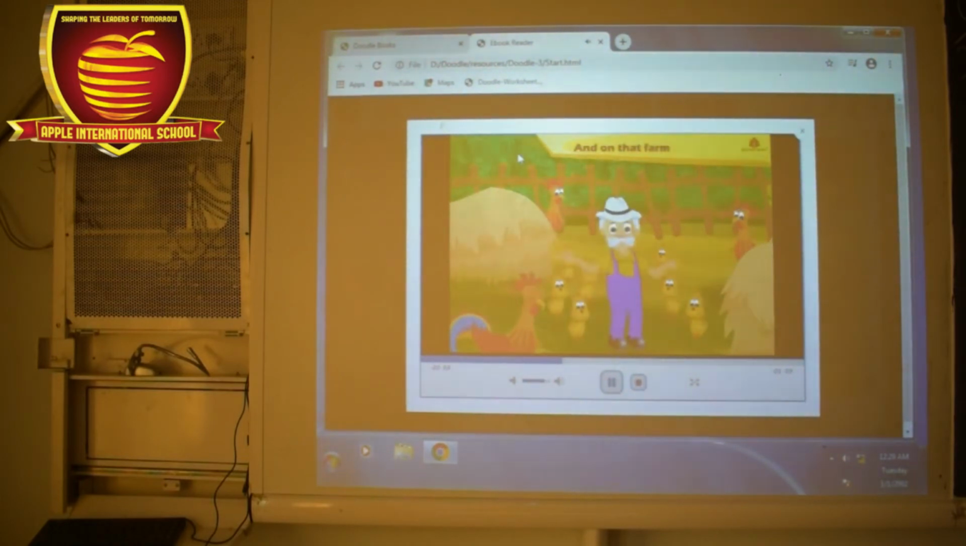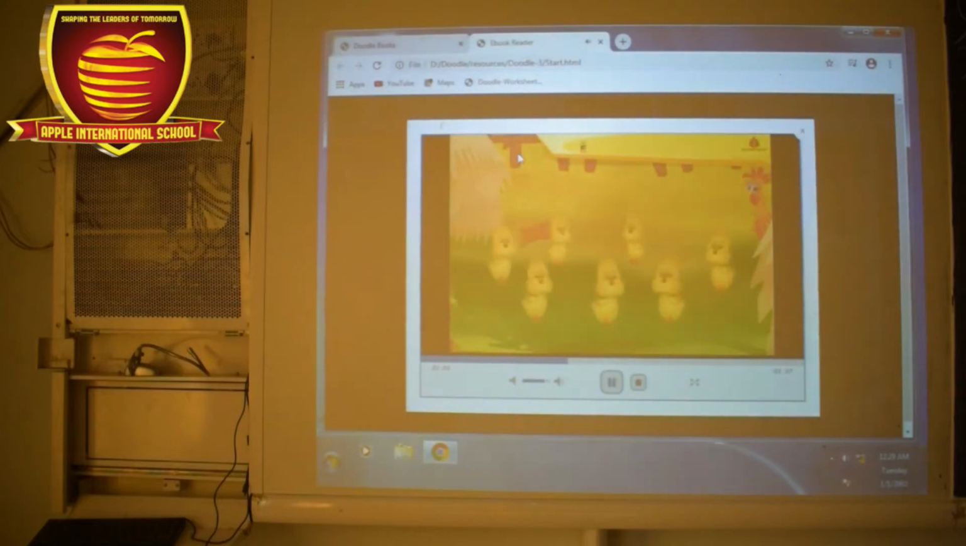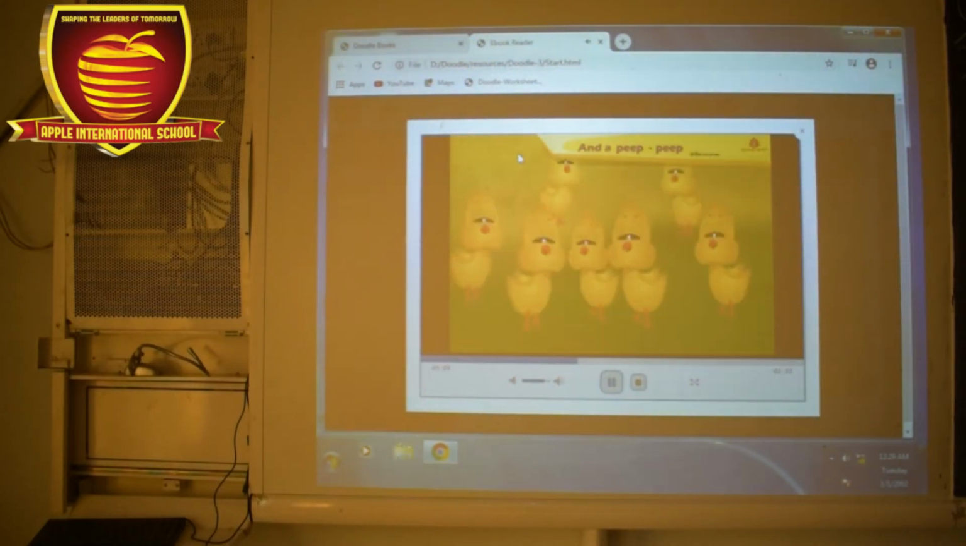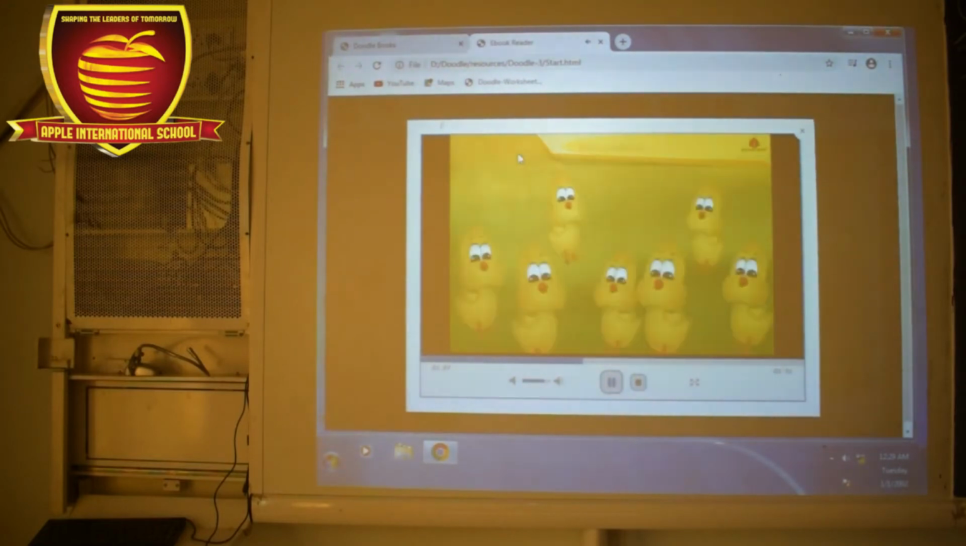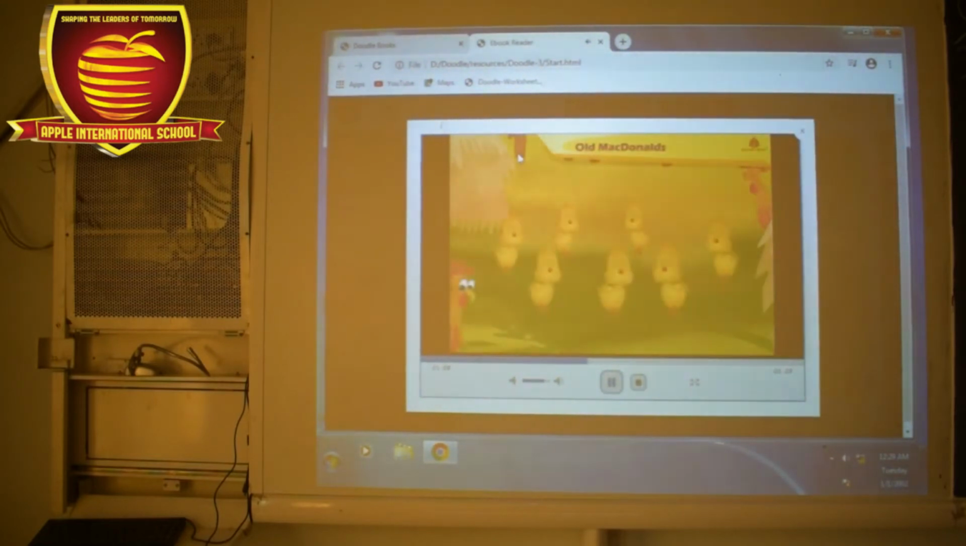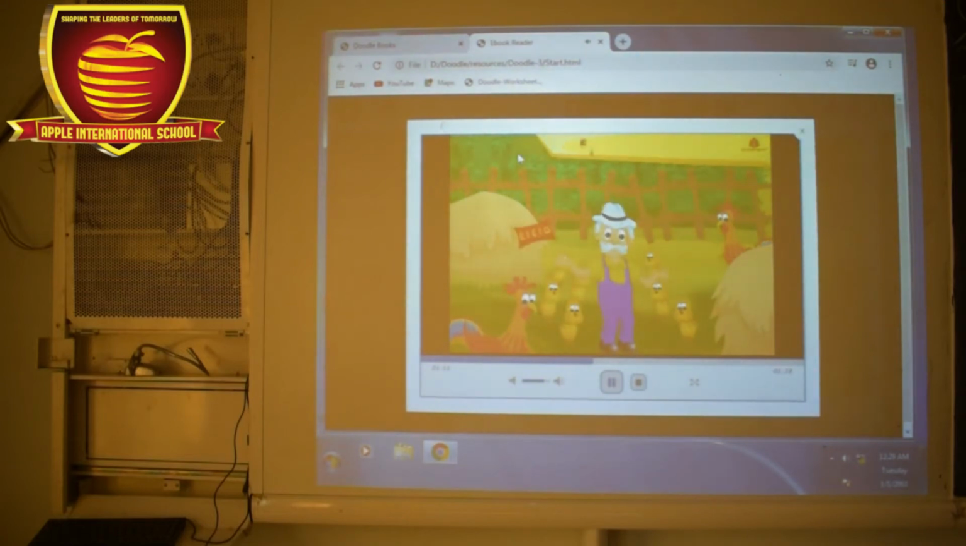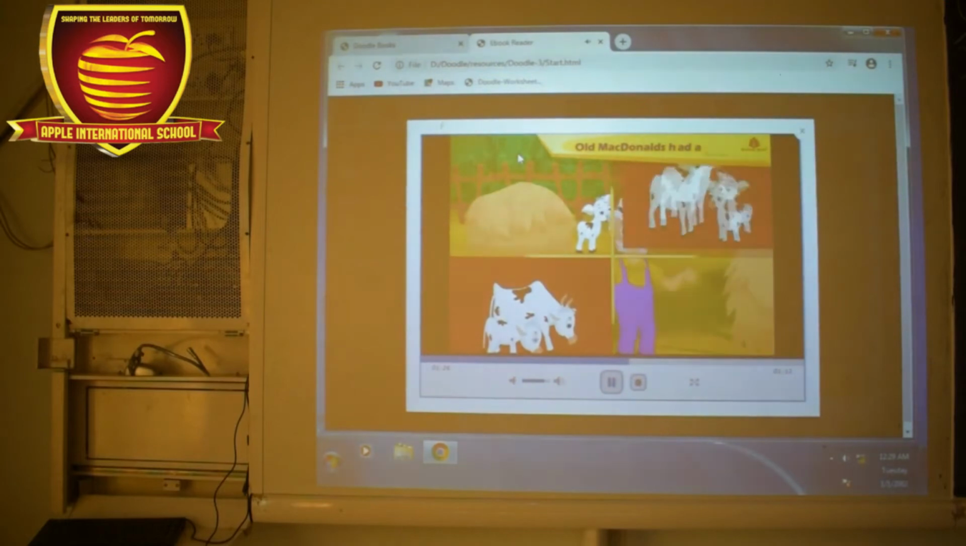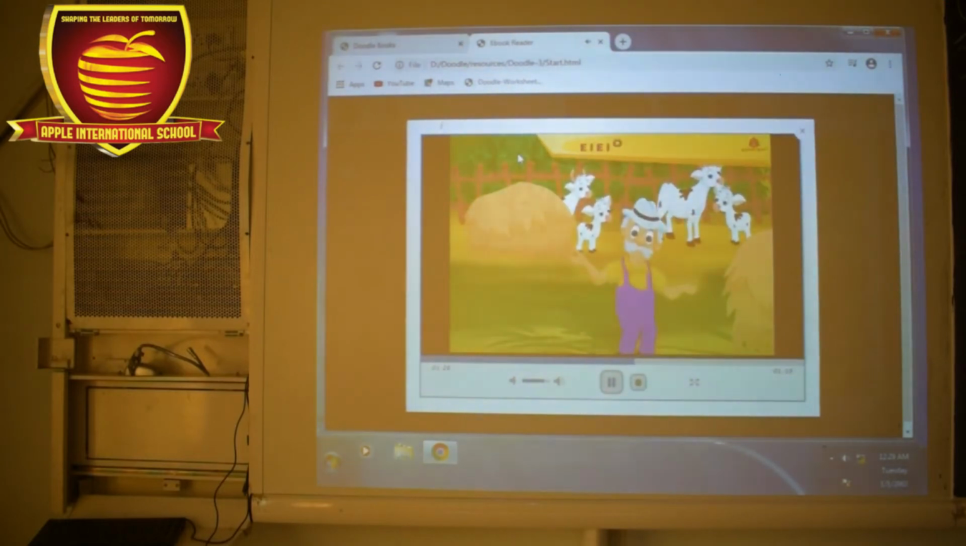And on that farm there were some chickens, E-I-E-I-O. With a beep beep here and a beep beep there, here a beep, everywhere beep beep. Old MacDonald had a farm, E-I-E-I-O.